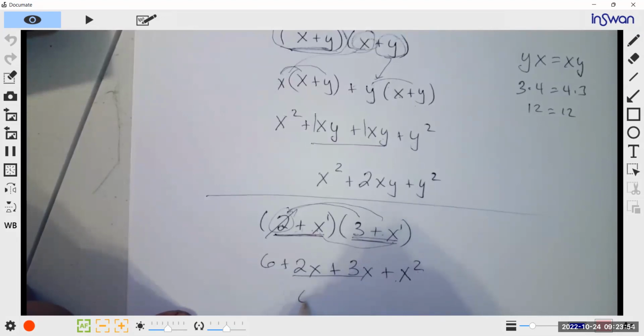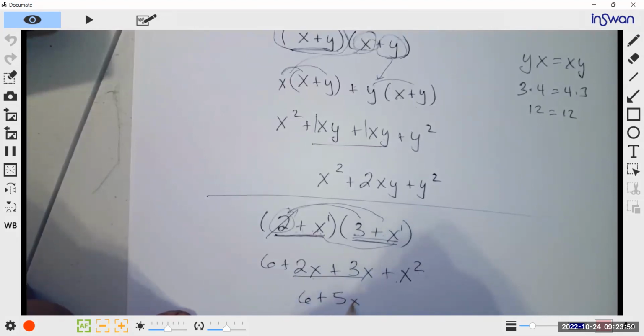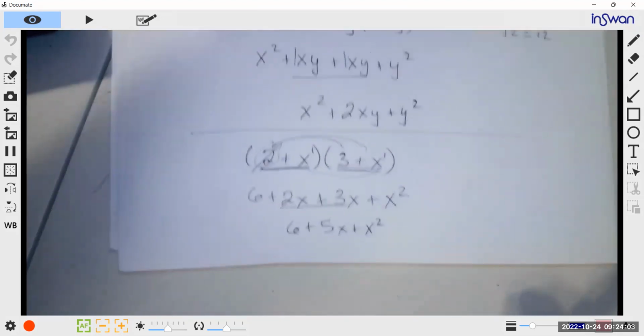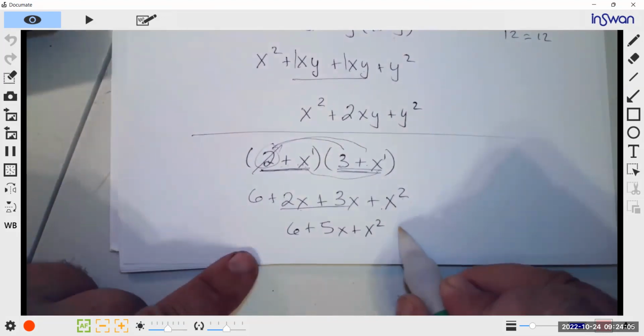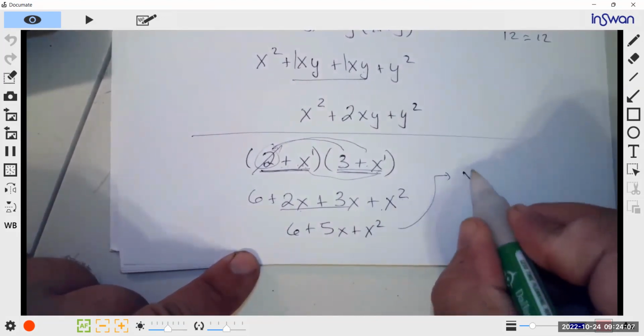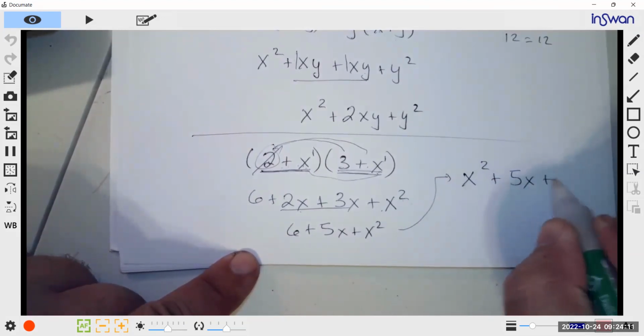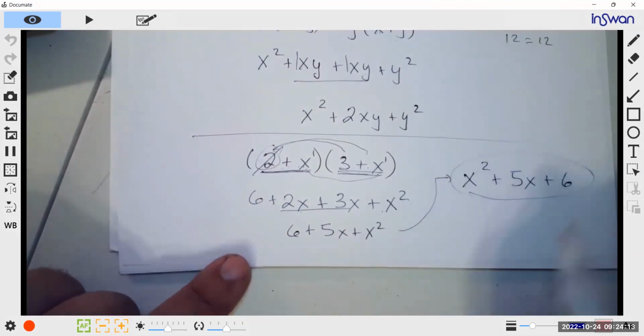Combine like terms. 2 plus, this is both positive, 2 plus 3 is 5. Now, since we have variables, always put the largest variable in front and go on down to the constant numbers. This is the final answer.